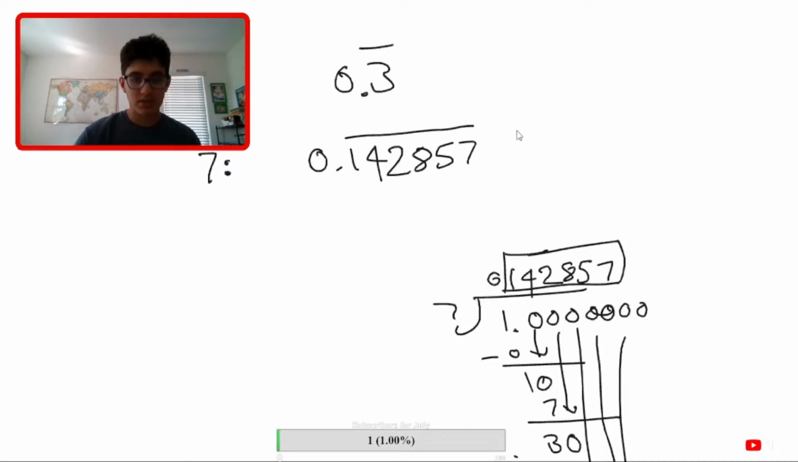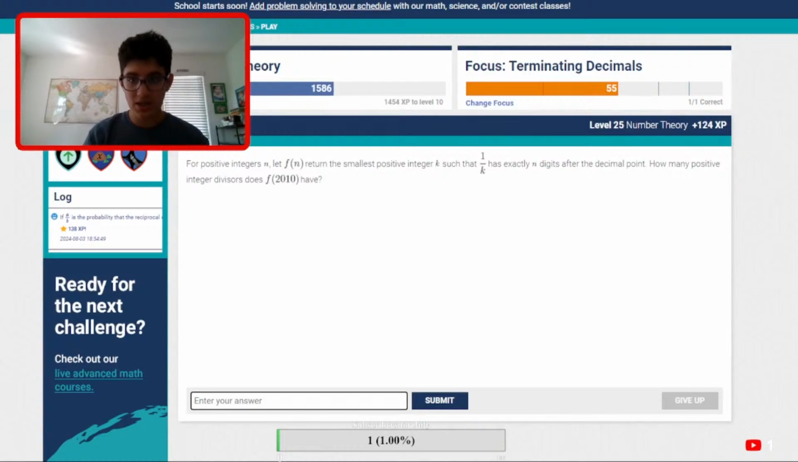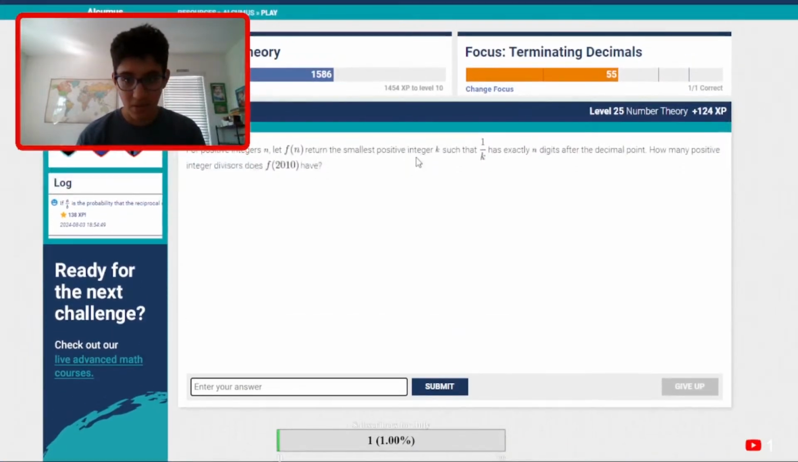So this means it's 1 digit. This is 6 digits. What about 13? Wait, that's not that. How can this be possible though? That has exactly n digits after the decimal point. Oh, it's not repeating with n. Such that 1 over k has exactly n digits. Okay, so I think, Logan, what you're saying is partially right then. Yeah, sorry, I'm an idiot. I read it wrong completely. So never mind. Then 1 over k.